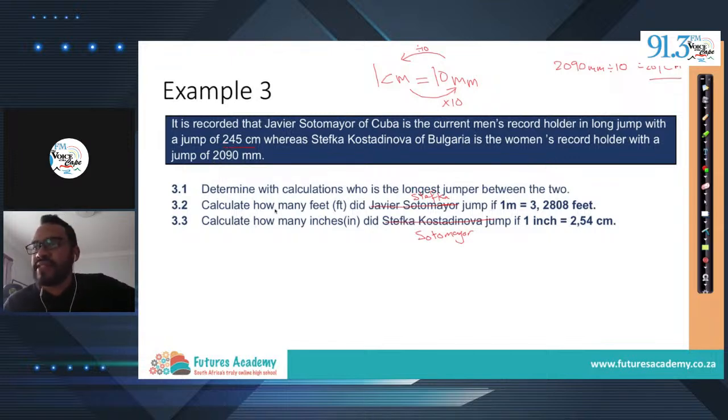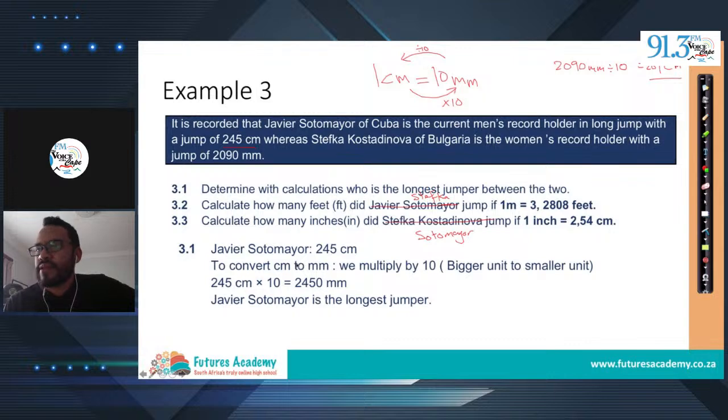Hence, the first guy from Cuba is the longest jumper. I suppose it's good that we did the calculation based on Stefka over here, because over here the calculation is based on Sotomayor. To convert centimeters to millimeters, we know it's larger to smaller, so we multiply. 245 times 10 is 2,450 millimeters, and hence 2,450 millimeters is more than 2,090 millimeters. So either of these calculations would have been relevant to answer this question.